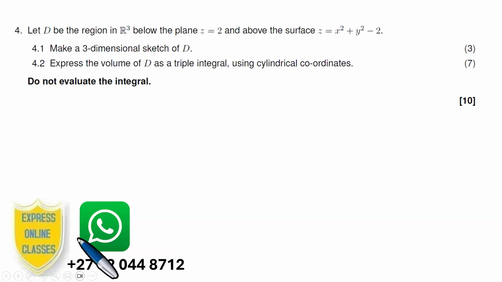Let D be the region in R3 below the plane z equals 2 and above the surface z equals x squared plus y squared minus 2. This x squared plus y squared minus 2 is a paraboloid. It's a parabola in 3 dimensions. Make a 3-dimensional sketch of D. Let us look at how we can do this one.